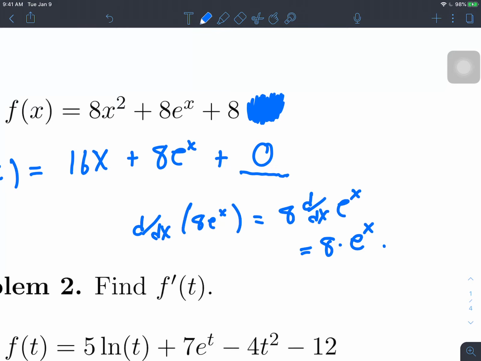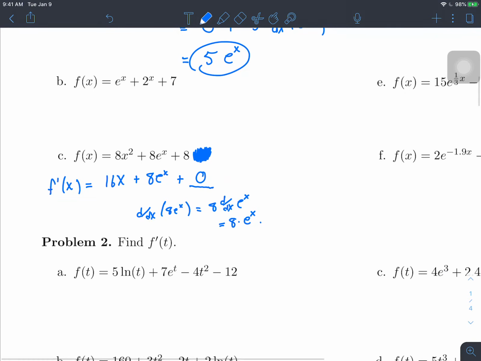Yes? Is that true for any number? Any number, yes, absolutely true. So if a, for example, is some number, the derivative of a times e to the x is going to be a e to the x.